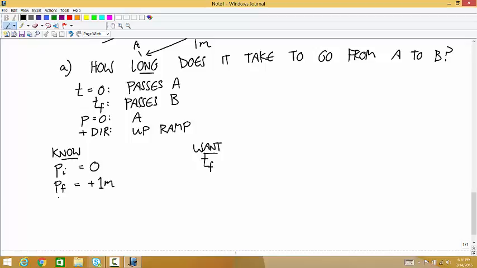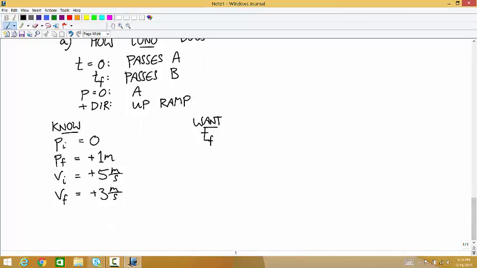Do we know V initial? Yep, the speed is 5 meters per second, and it's moving in the direction we chose as positive, so that's plus 5 meters per second. And then V final. Yep, that's a speed of 3 meters per second, still moving in the positive direction. And so that's everything we know and want. Are there any equations that work? No, because how do you know that? Because I told you there's not before you started.